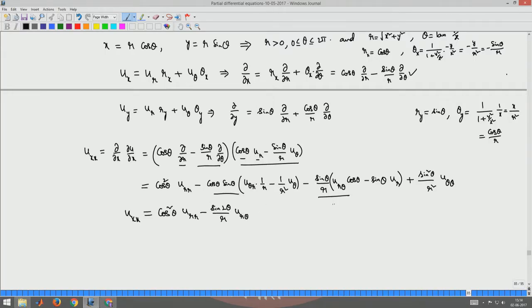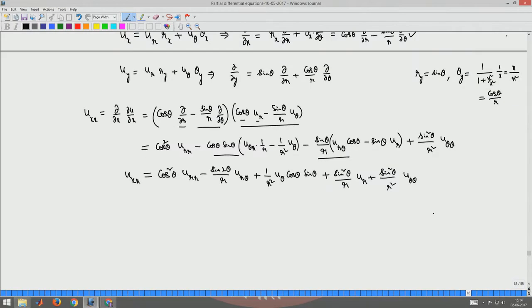This is what these two terms become, and what you get is this one plus 1 by r square u_theta cos theta sin theta. Okay, cos theta sin theta, and that is what this one is, 1 by r square minus plus. Now, this one you have plus sin square theta by r u_r plus sin square theta by r square u_theta theta. This is my u_xx.